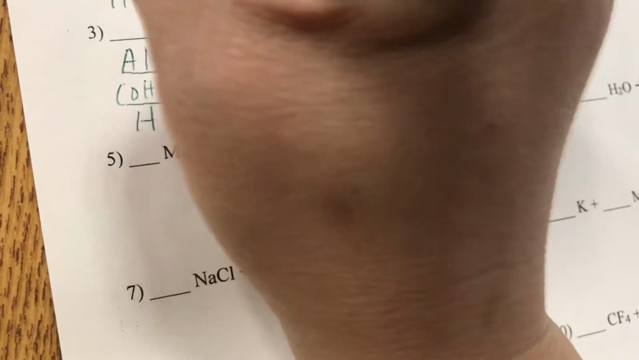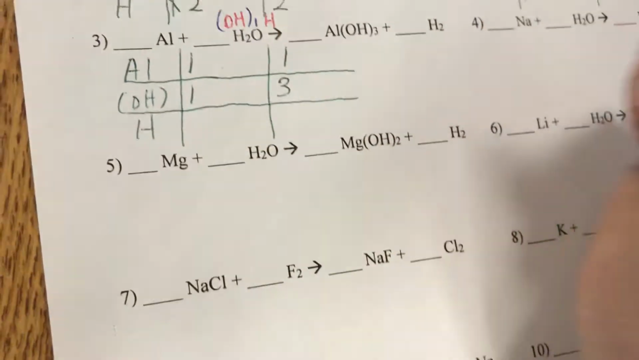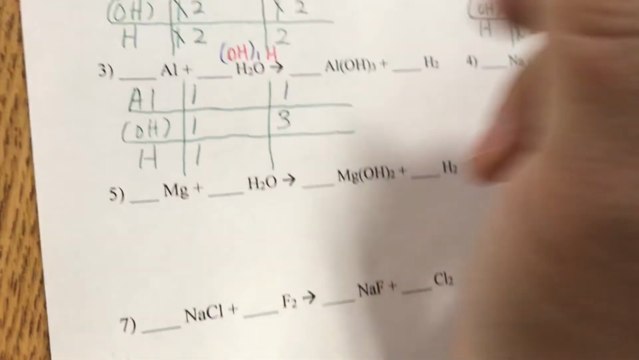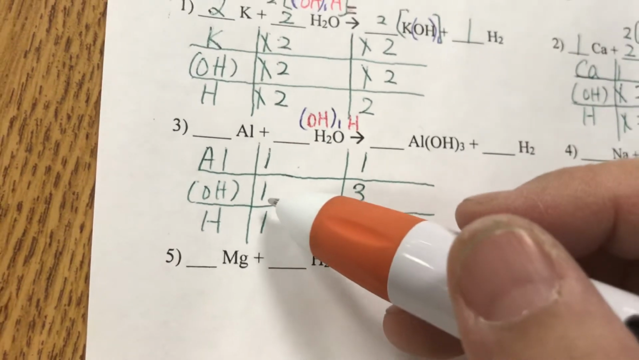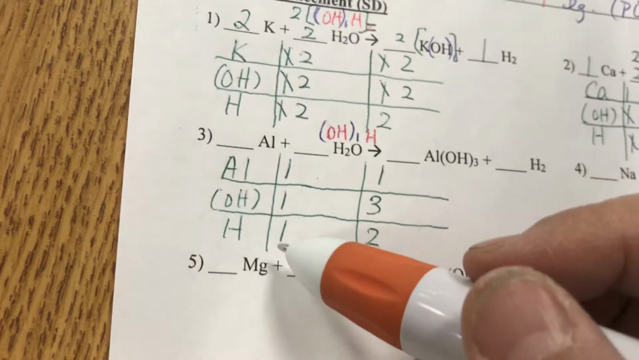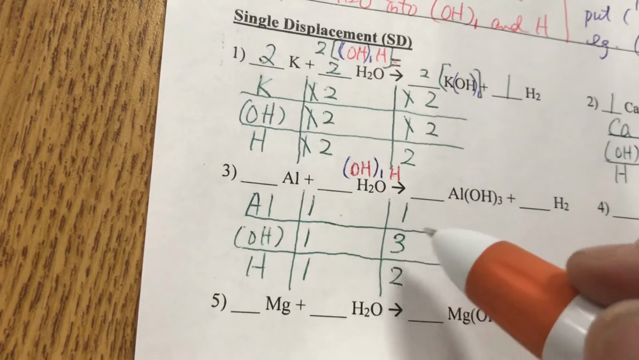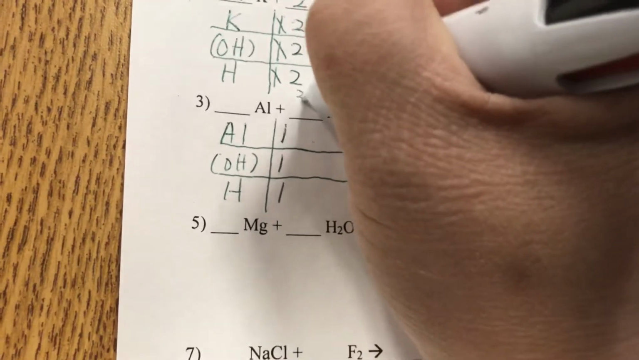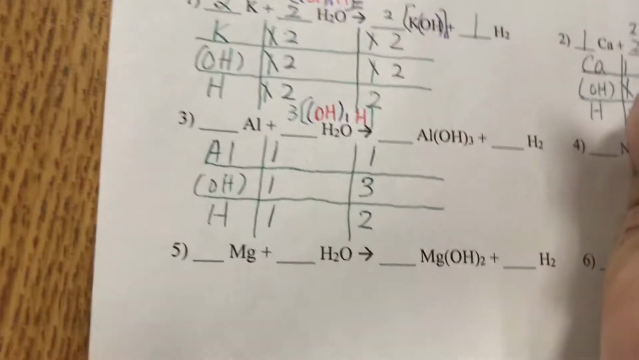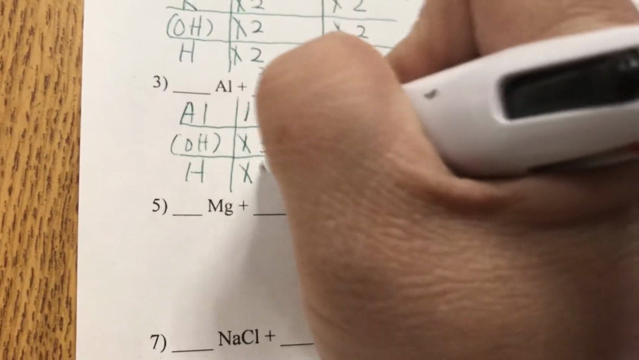So I get 1 Al, 1 Al, 1 OH, here should be 3 OH, and then I have 1 H and 2 hydrogen. So now here you can think either starting from OH, you balance OH first, or you can start thinking about balancing H first. It doesn't matter, you will end up the same answer. So let's say I'm thinking about balancing OH. So how do I balance OH? I'm going to put a 3 in front of the water. Right, so then I will change that to 3 OH and 3 hydrogen.